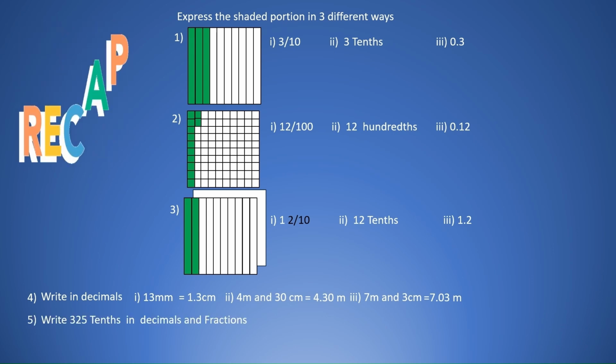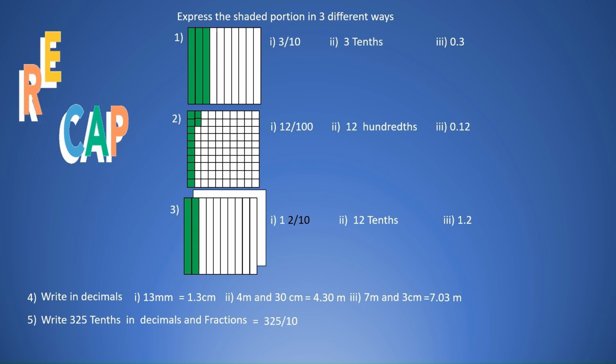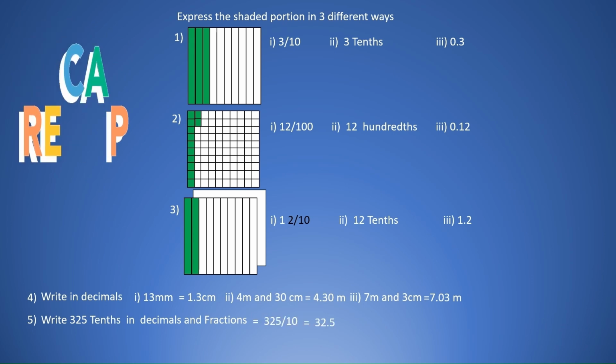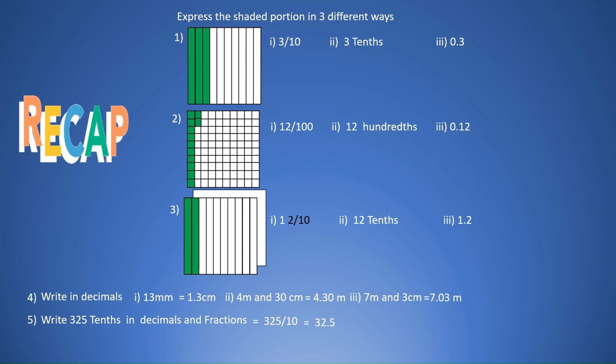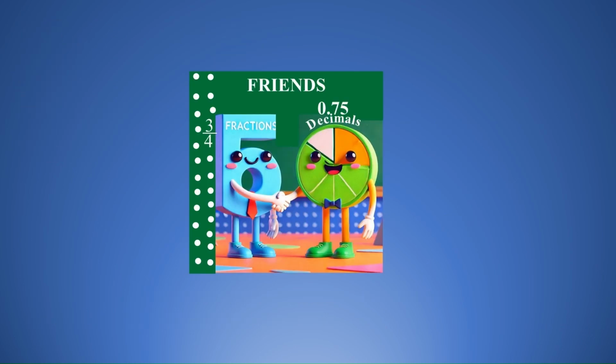Write 325 tenths in decimals and fractions. It is 325 upon 10, that's equal to 32.5. That's all in this video.